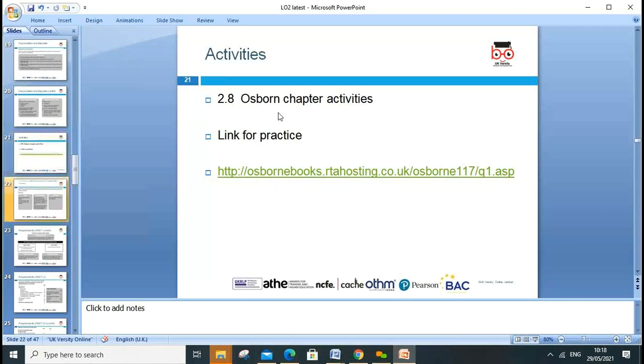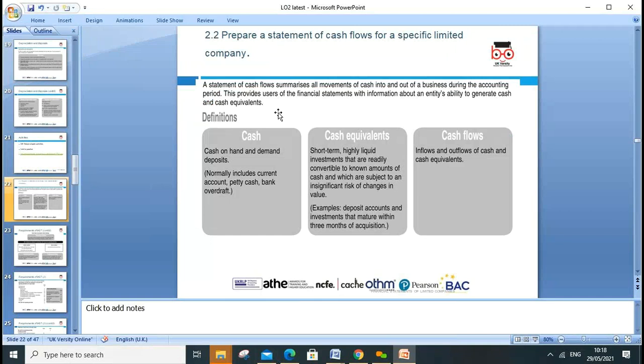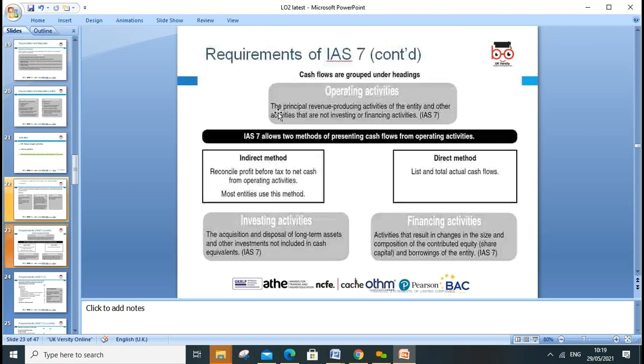Okay, next now we have our second, 2.2, prepare the statement of cash flow. Statement of cash flow summarizes all the movement of the cash during the accounting period. They provide the financial statement with the information about the entity's ability to generate cash and cash equivalents. So that's the inflow and outflow. Cash flow we prepare under IAS 7, International Accounting Standard 7, which has three activities.